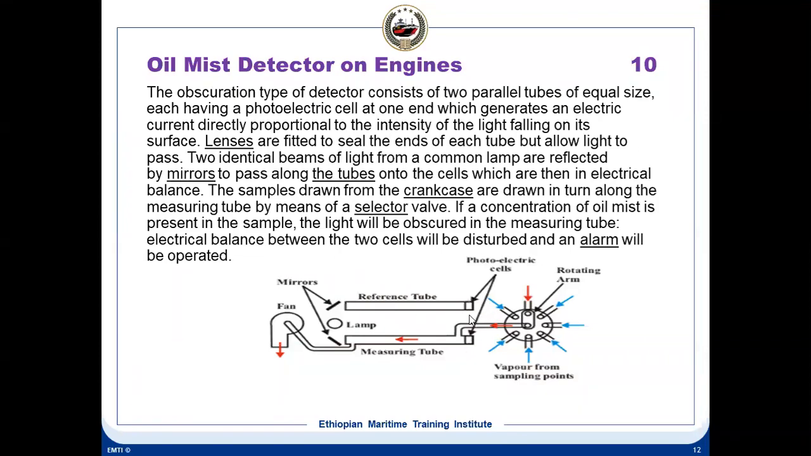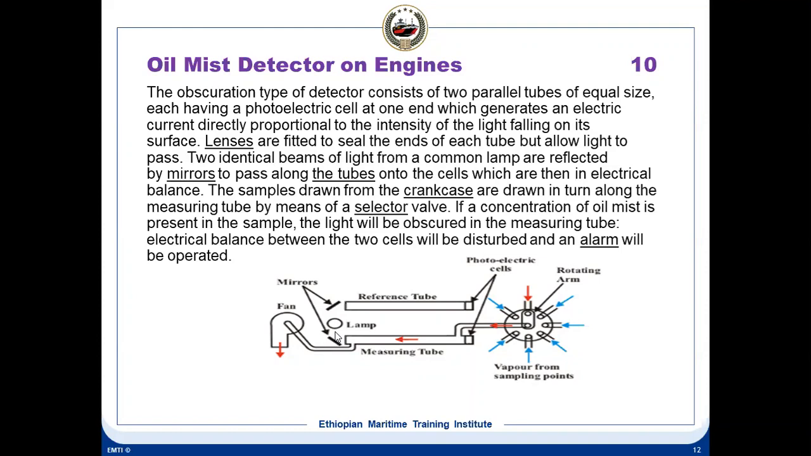Here you have the two photoelectric cells, the photo sensors, and the sources, the lamps. And there is a mirror here. This is a lamp, this is a mirror. Now the obscuration type detector consists of two parallel tubes of equal size, each having a photoelectric cell at one end, which generates an electric current directly proportional to the intensity of the light.